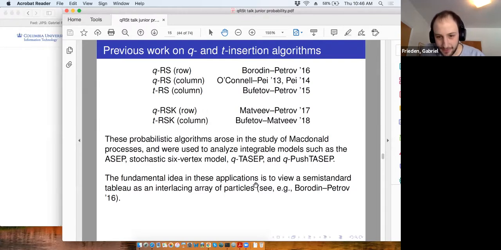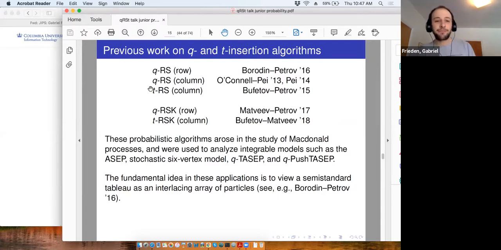A nice exposition of this is the paper by Borodin and Petrov. The paper by Matveev and Petrov has a very nice exposition of how this works. A high-level view is that if you look at this interlacing array of particles, and you take the leftmost particles under one of these algorithms, I think it's the column version, this is actually the evolution of the TASEP, or of the q-TASEP.